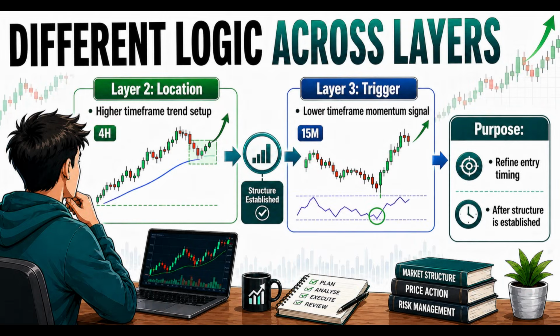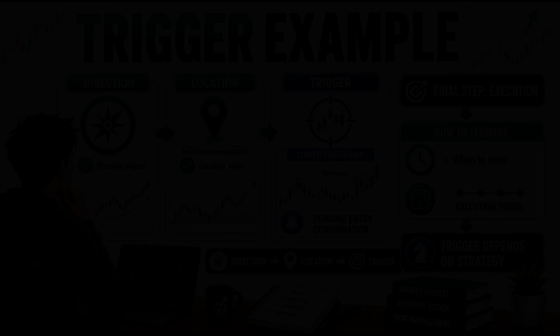In other systems, the layers may use completely different logic. A higher time frame trend strategy may define the setup, while a lower time frame momentum signal defines the execution. Regardless of the method used, the objective of the trigger layer is to refine entry timing once the broader structure of the trade has already been established.